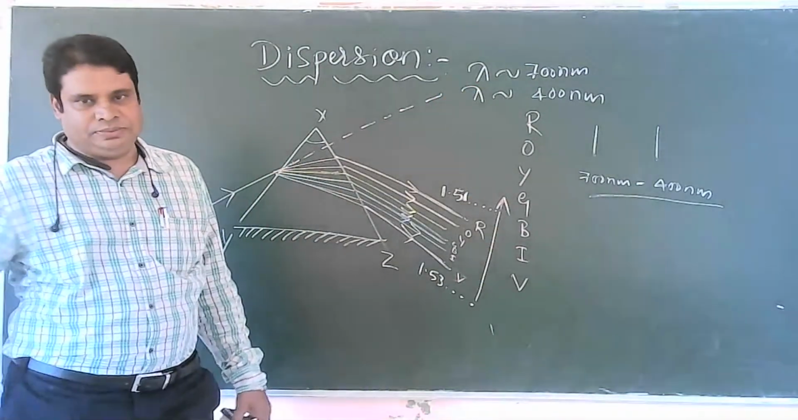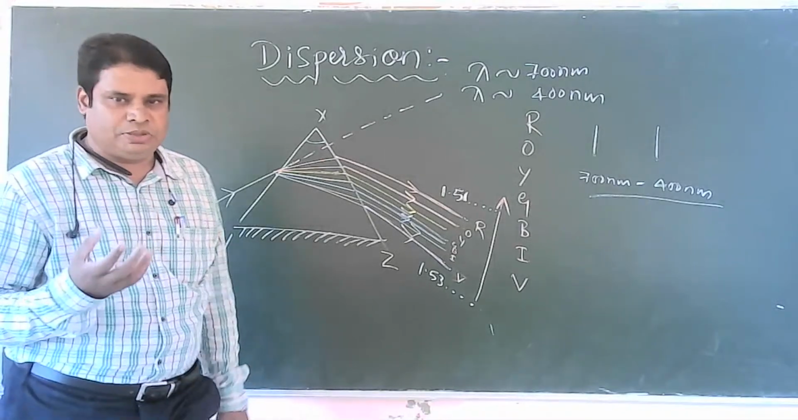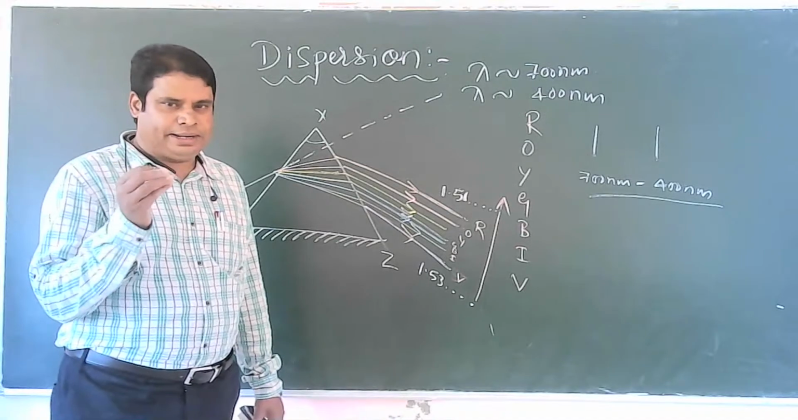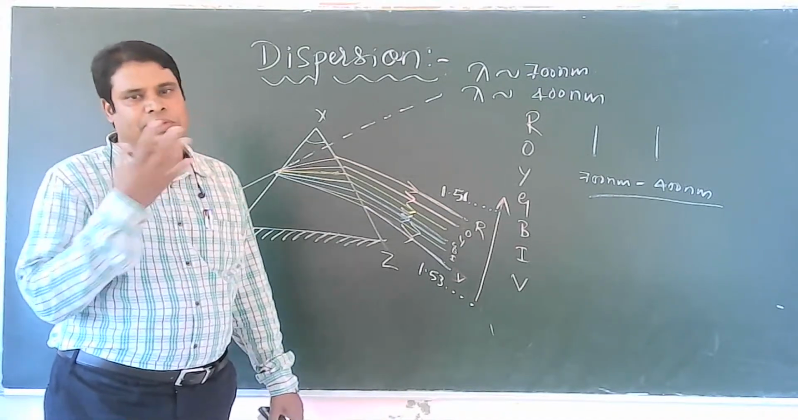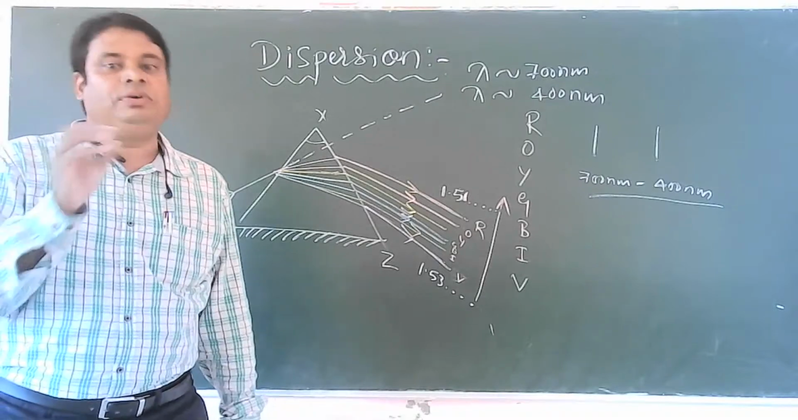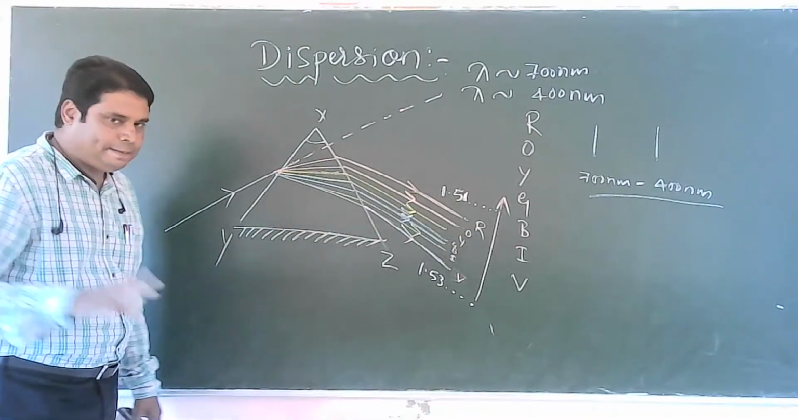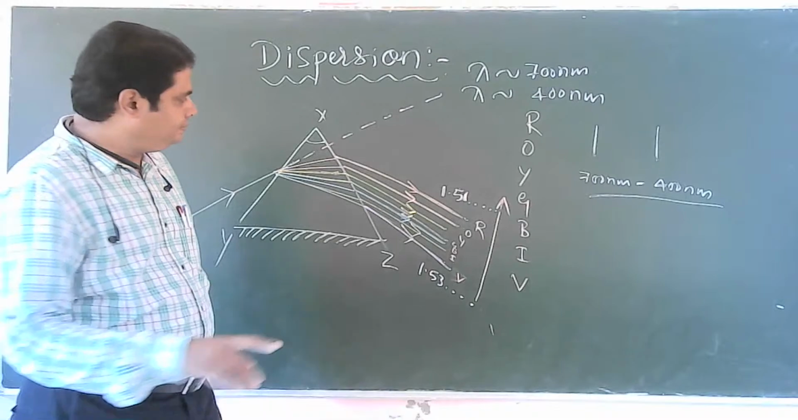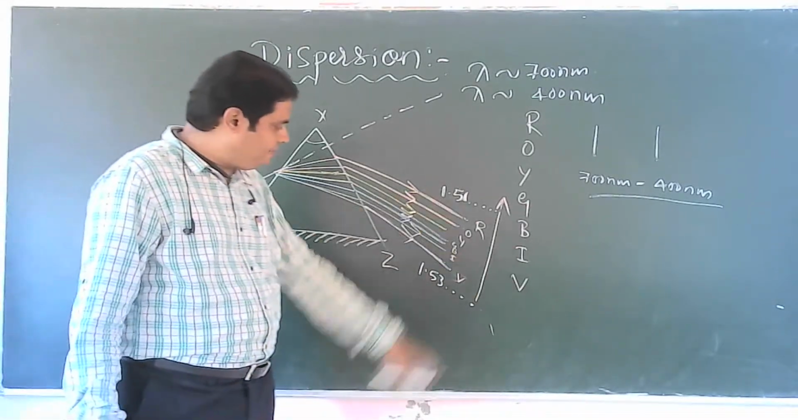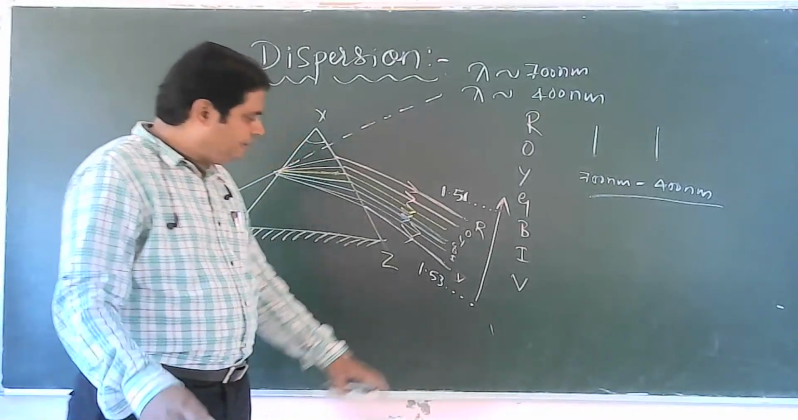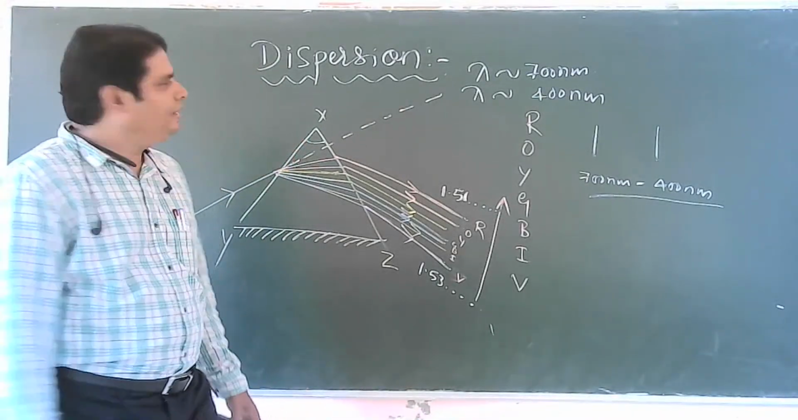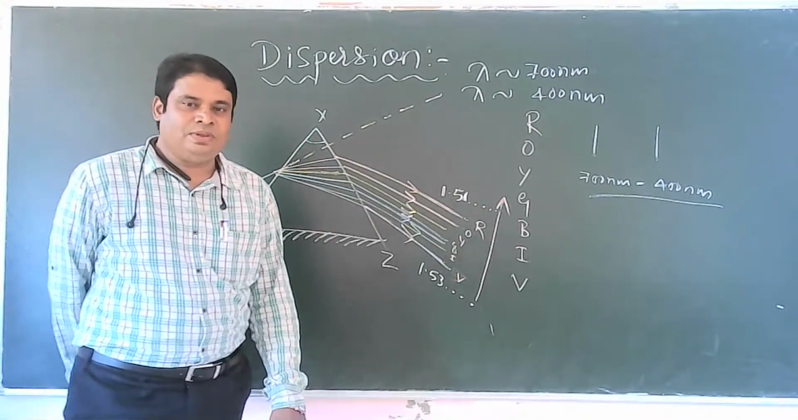Okay, this is dispersion. What we have discussed in dispersion: red color bends least, whereas violet bends more. Wavelength of red color is more. Wavelength of violet is less. Next, refractive index of the red color is 1.51. Roughly, refractive index of the violet is 1.53. This is enough, I think. Okay, that's where dispersion is concerned.